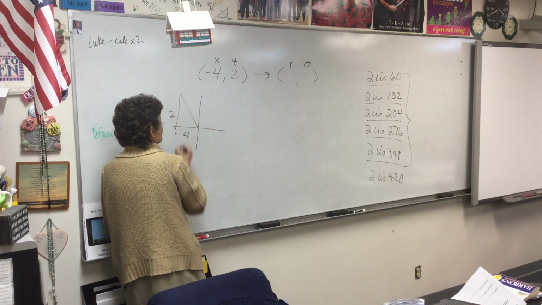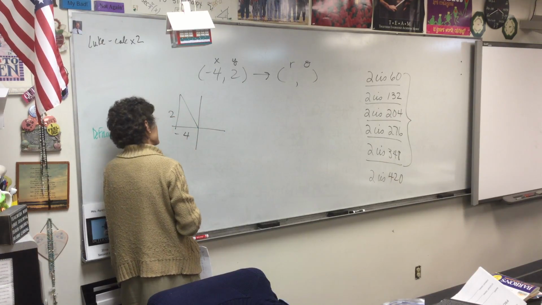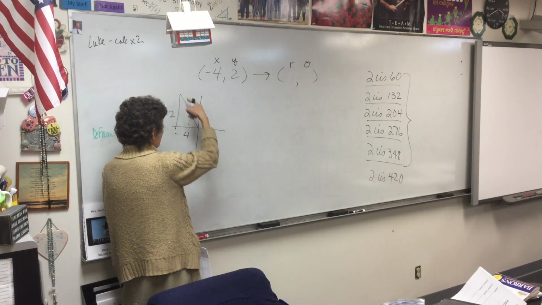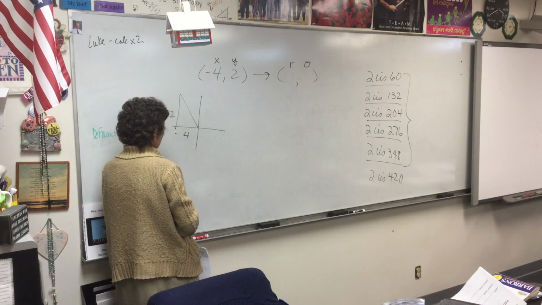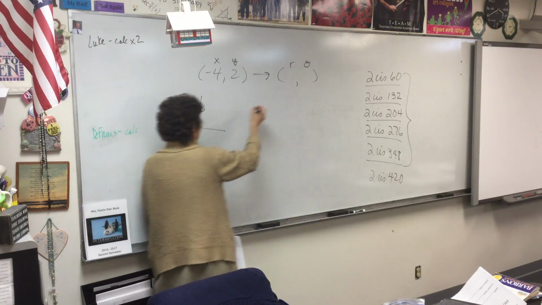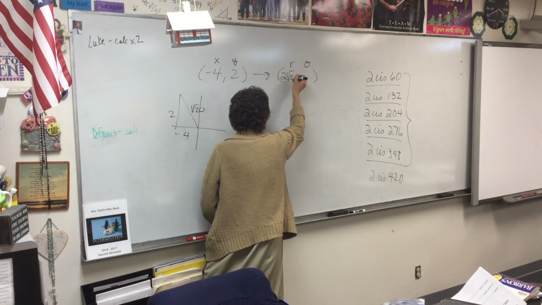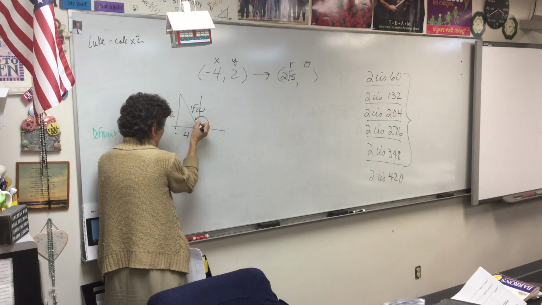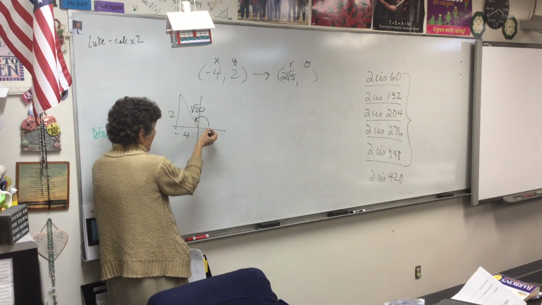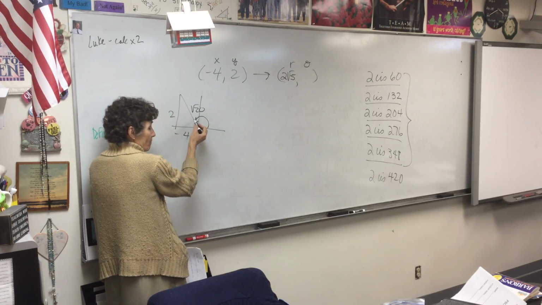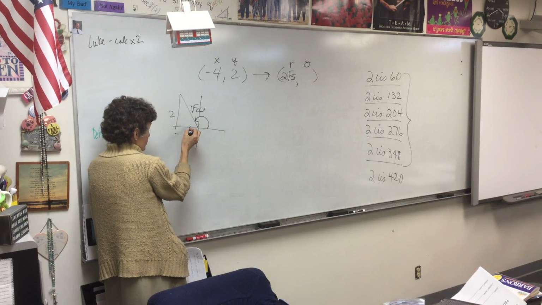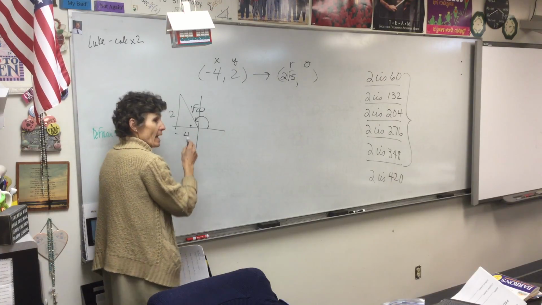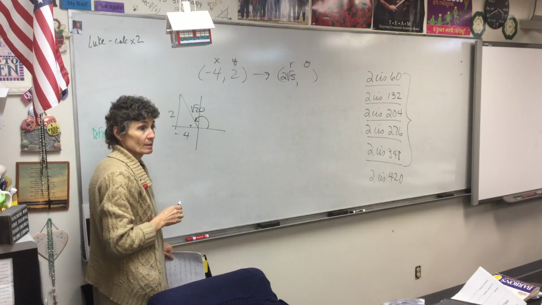Over 4, up 2. We're going to need a calculator for this one because this is not special. What would my radius be, my r value? Root 20 or 2 root 5. Now be careful, this is going to be your theta. That's your angle right there. But you're going to find this one first. And you're going to find that one with your calculator, right?